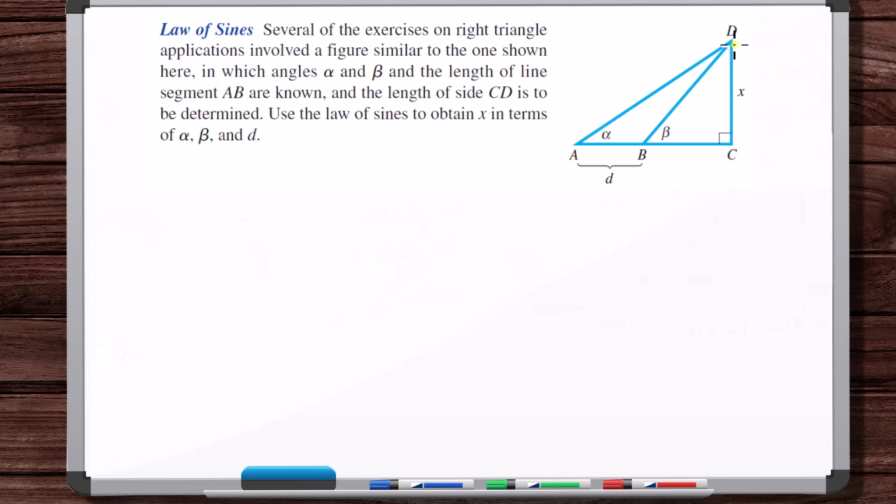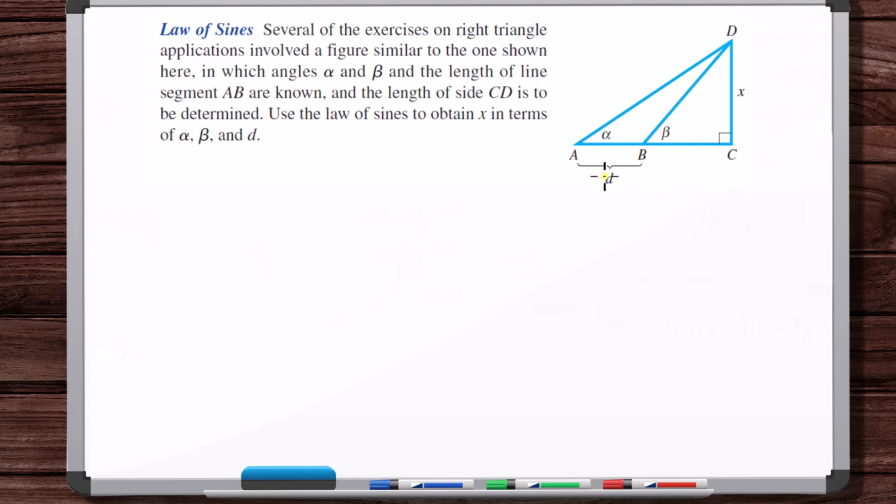So we've got these two right triangles here, one inside of the other, and then this oblique triangle here, in which angles alpha and beta and the length of line segment AB are known, and the length of side CD is to be determined. Use the law of sines to obtain x in terms of alpha, beta, and d.